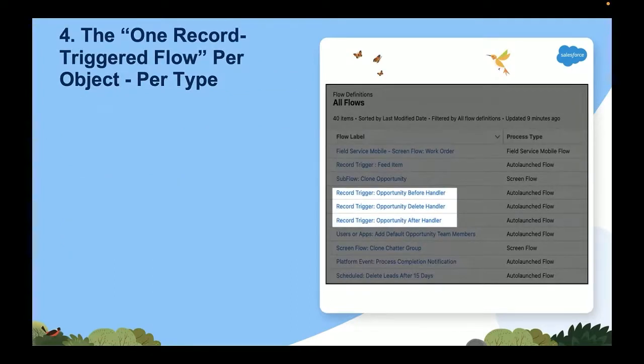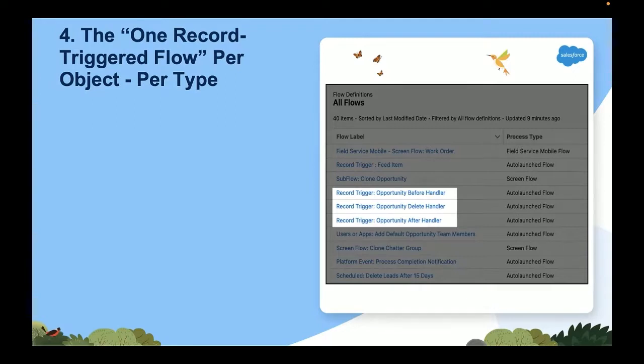Next, one record trigger flow per object per type. If you come from a development background, or if you know more about best practices in flows or process builder, you may have heard everyone saying to create one trigger, or one flow, per object, which is true for record trigger flows as well. So do not try to create more than one flow per object.